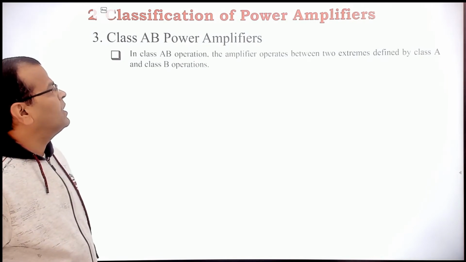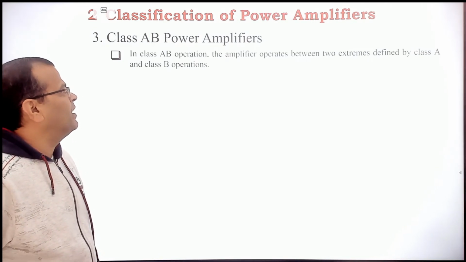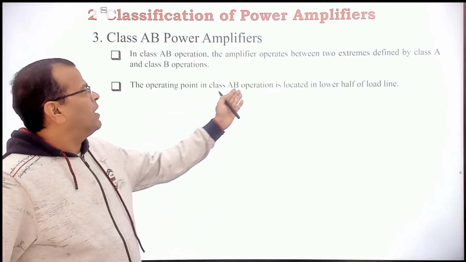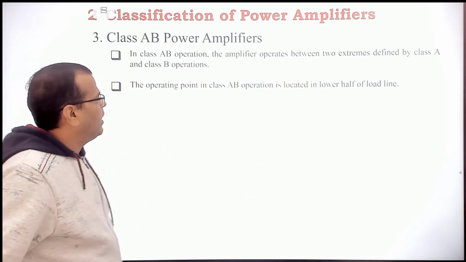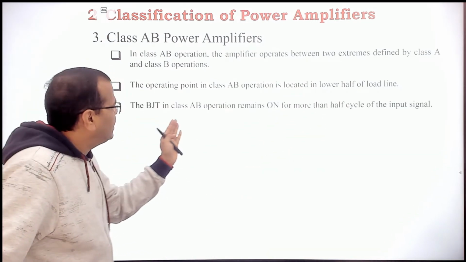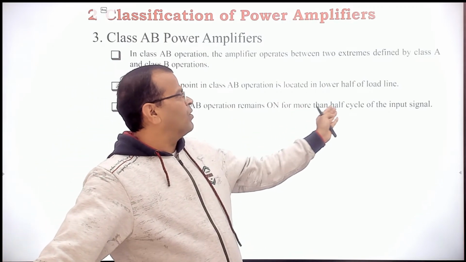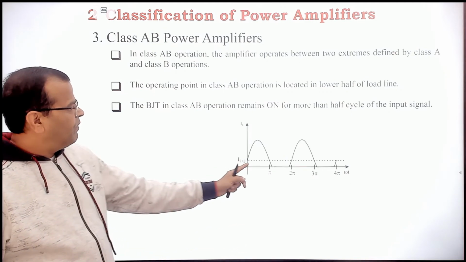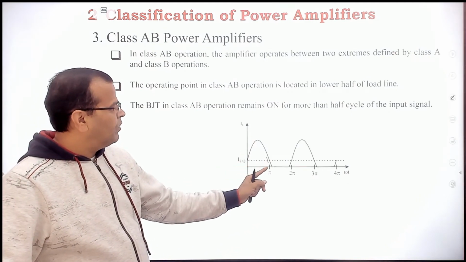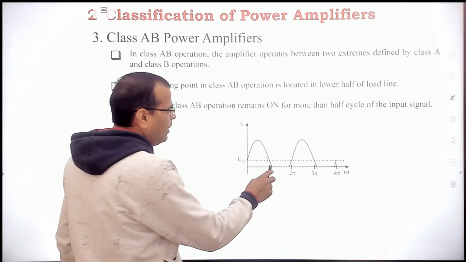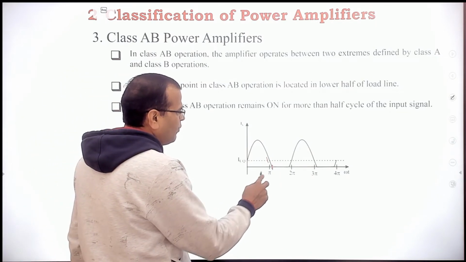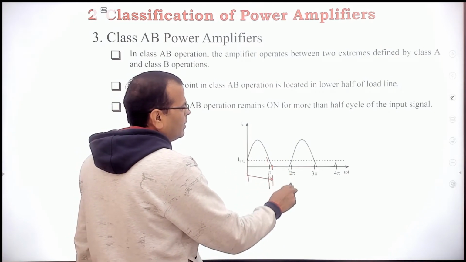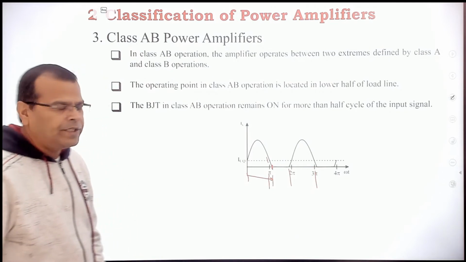In class AB operation, the amplifier operates between extremes defined by class A and class B operation. Operating point in class AB operation is located in lower half of load line. I have already explained. The BJT in class AB operation remains on for more than half cycle. I have already explained that point. Right, so your output signal is sinusoidal for more than half cycle. You can see carefully, my output is sinusoidal from here to here, which is more than half cycle. Half cycle is up to here, and like this, right?